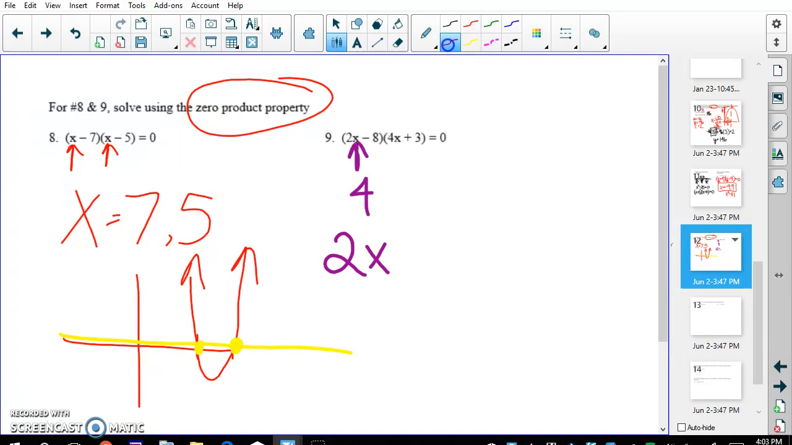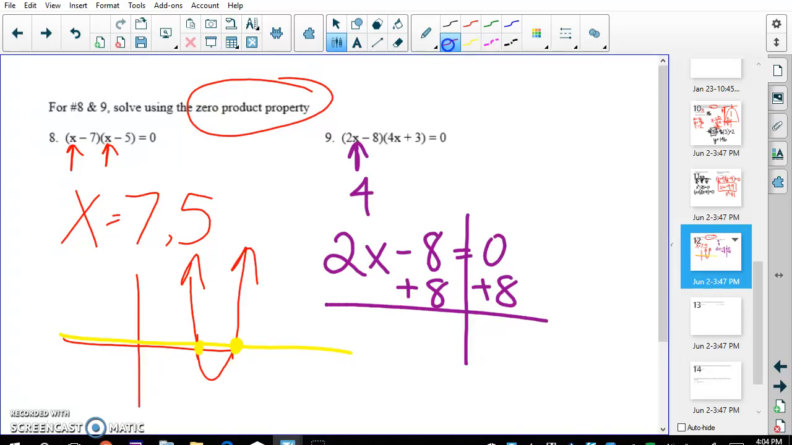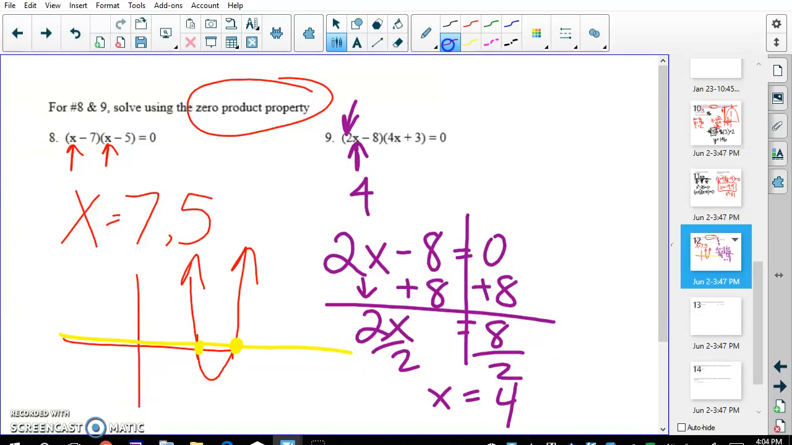Well, watch this. 2x minus 8 equals 0. Add the 8. 2x. So whenever there's a number right there, that sometimes throws you a little bit off. Divide by 2, so x equals 4. This one, I'm just going to tell you, it's going to be negative 3 over 4.